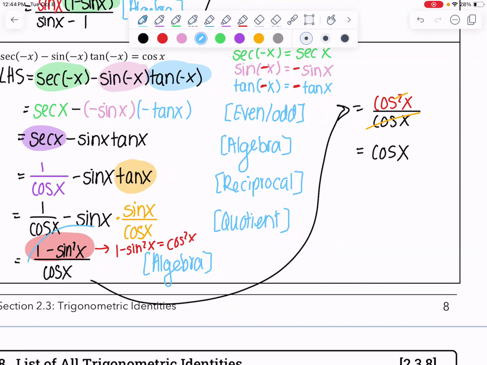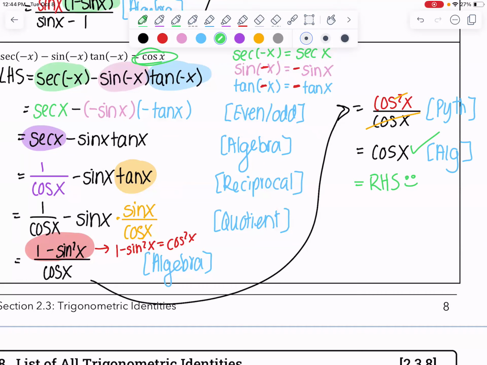What happened from here to here? That was a Pythagorean identity. So I'll just write Pyth for Pythagorean. And then we did algebra to simplify. And we got the right-hand side that we wanted. So we put a smiley face. And there it is. All right.